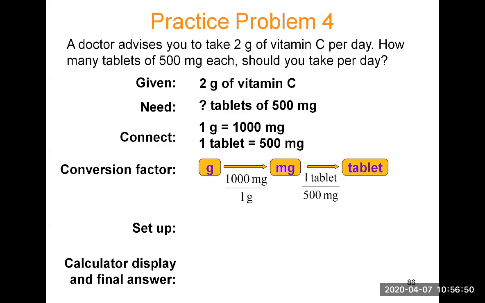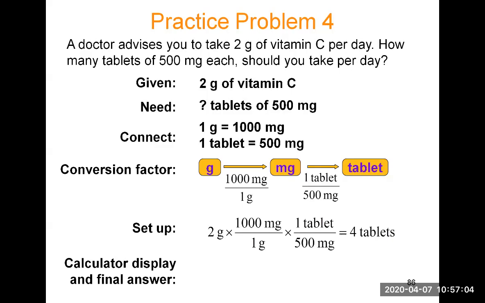So if you write down your full calculation, it looks like this. 2 grams of vitamin C times 1,000 milligrams over 1 gram times 1 tablet over 500 milligrams. So we verified that this setup is correct by canceling units. So here we can cancel grams, we can cancel milligrams, and we are left with tablets. So that's the correct way.